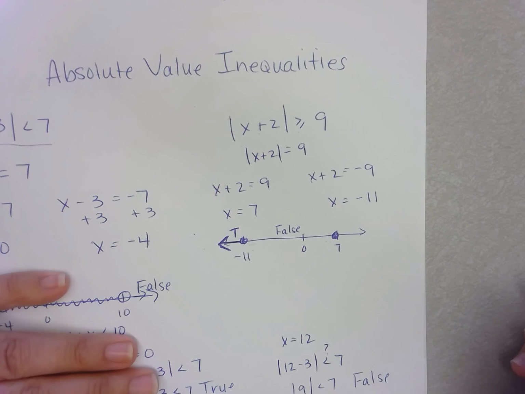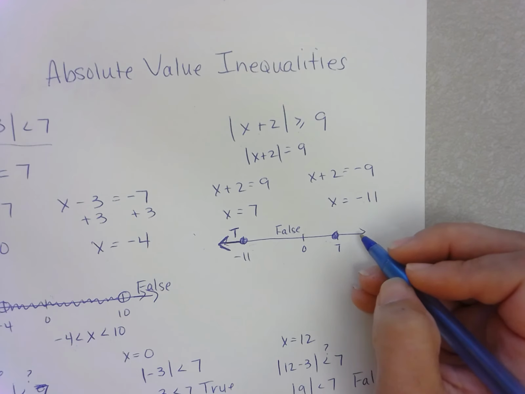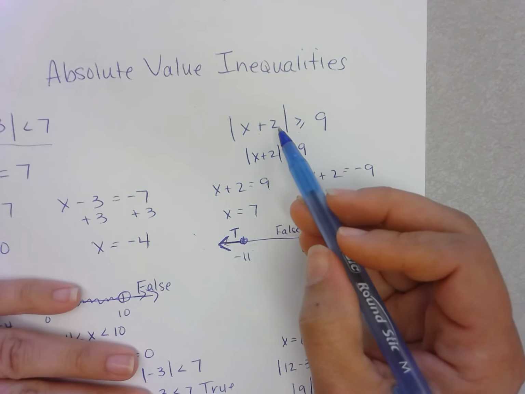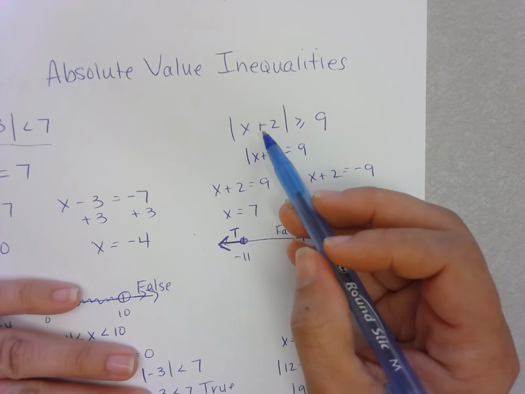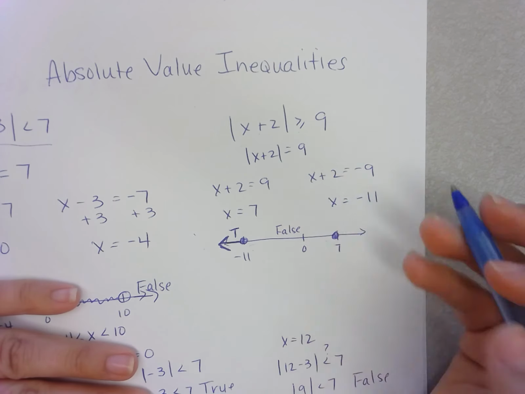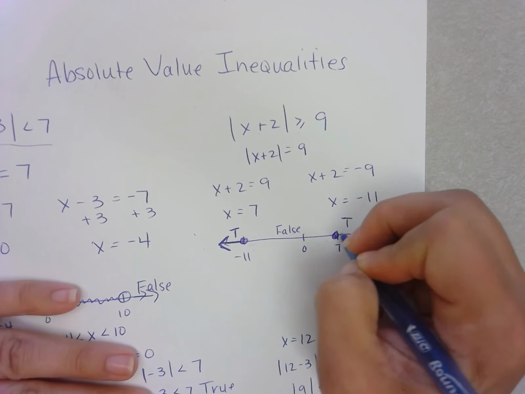All right, so now I'm going to choose a number bigger than 7. Maybe I'll just choose 10 because it's easy. So if I choose x is 10, then I get 10 plus 2, which is 12. Absolute value of 12 is still 12, and 12 is in fact larger than or equal to 9. So this is also true out here.